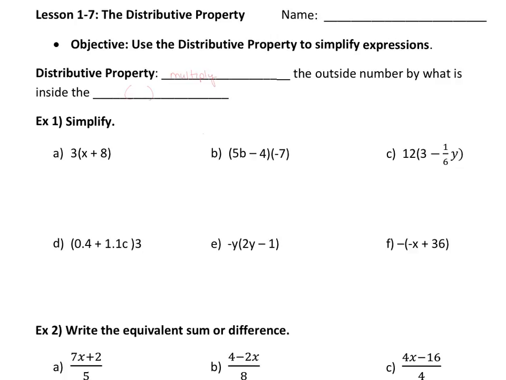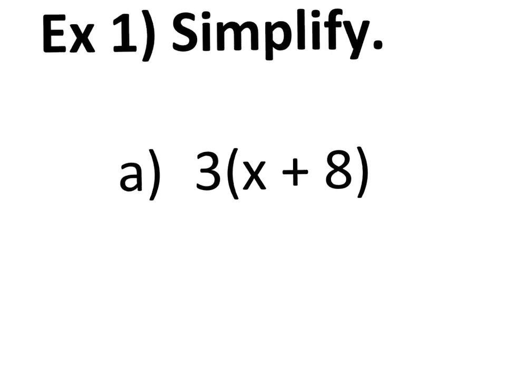Right, we are going to be working on lesson 1-7 today, the distributive property. The distributive property is defined as multiplying the outside number, so an example here on A would be 3, the outside number, by what is inside the parenthesis. So multiply the outside number by what's inside the parenthesis. So let's zoom in here on 1A.